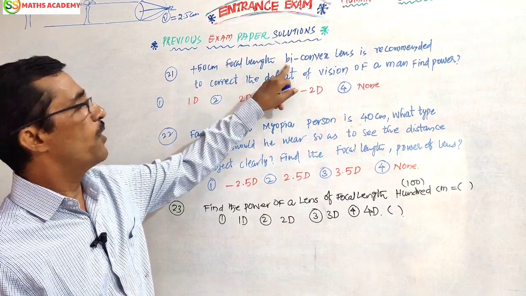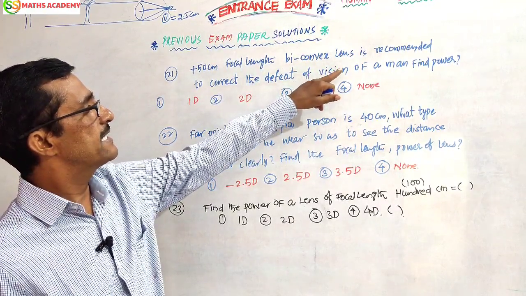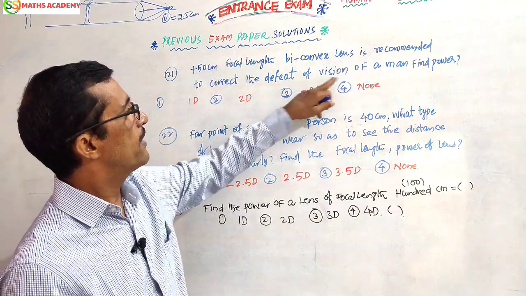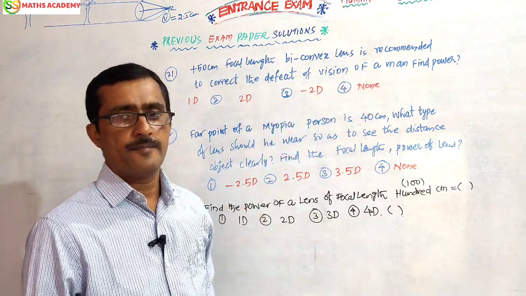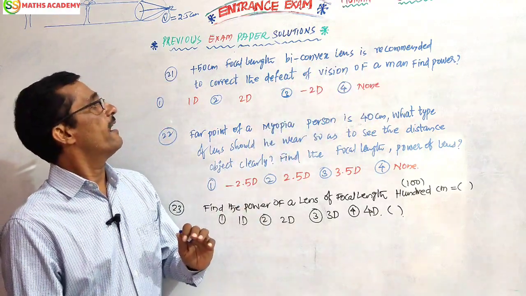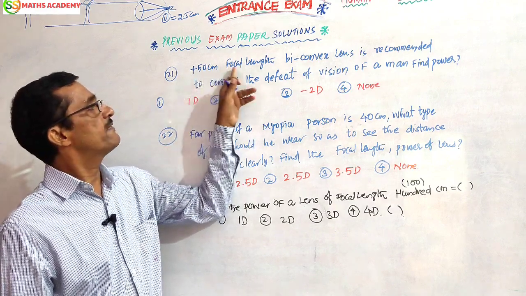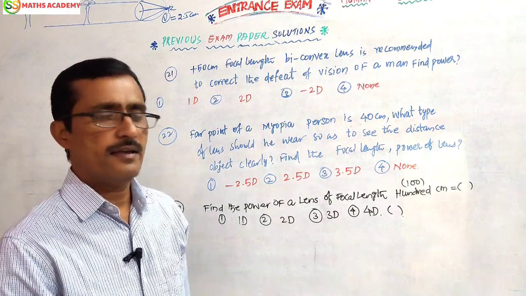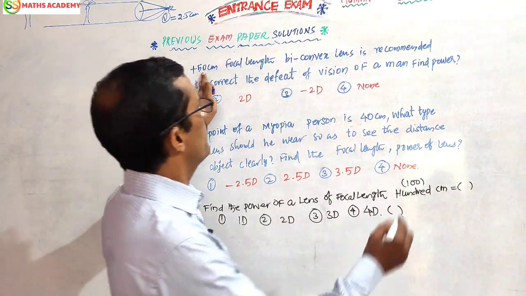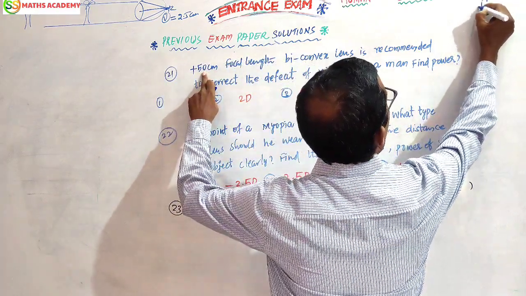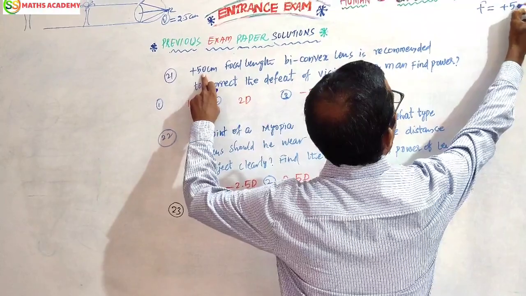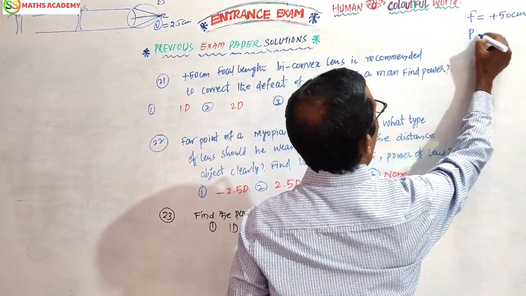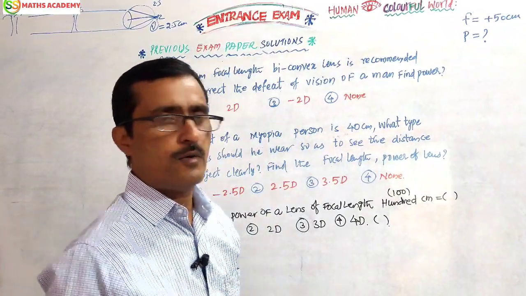Let us see. A plus 50 cm focal length biconvex lens is recommended to correct the defect of vision of a man. Find the power. A doctor has suggested a lens of plus 50 cm focal length to one person. You have to find the power of that lens. So here f equal to plus 50 centimeter. We have to find the power, P equal to question mark.